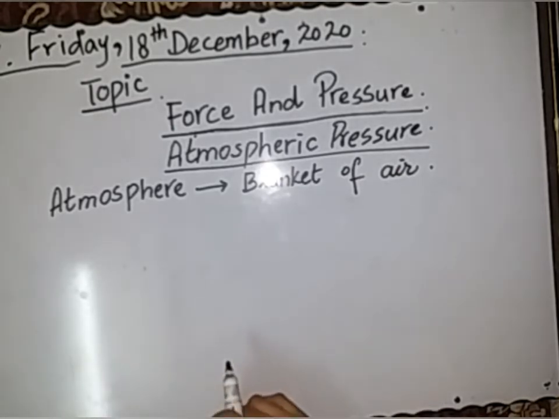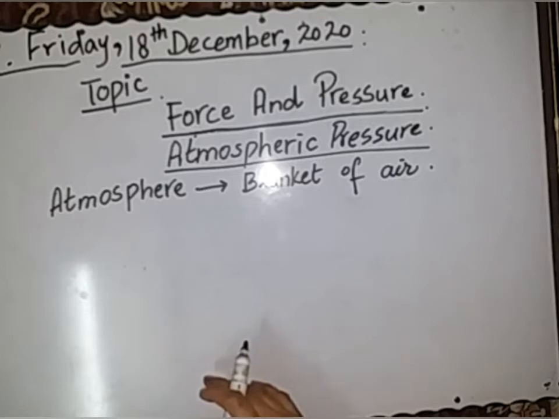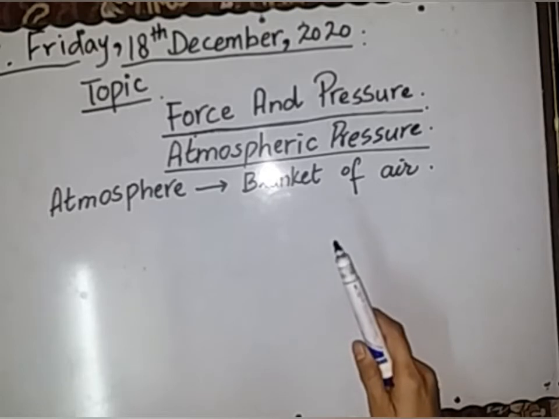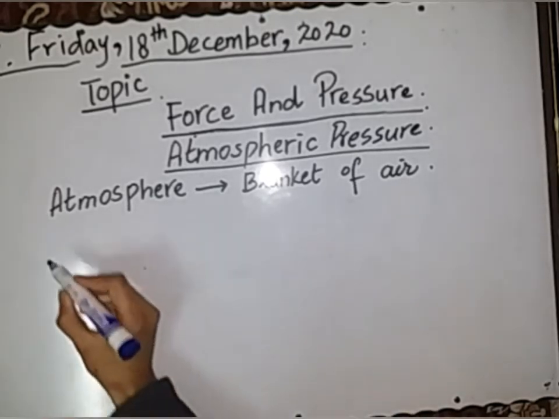Students, in our atmosphere various kinds of gases are present. For example, nitrogen is present at 78% in our atmosphere. Similarly, various gases are present in specific quantities. So all the gases surround our earth and produce an atmosphere. Now what is atmospheric pressure?